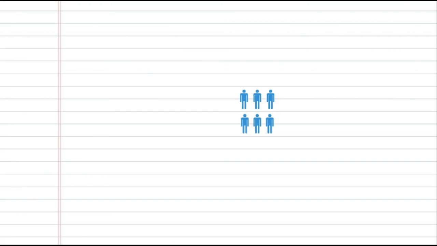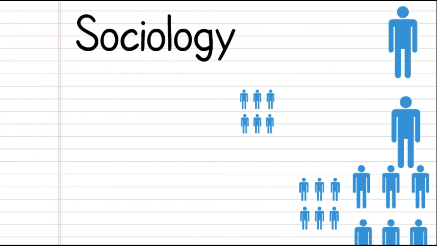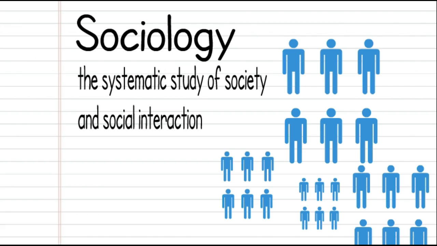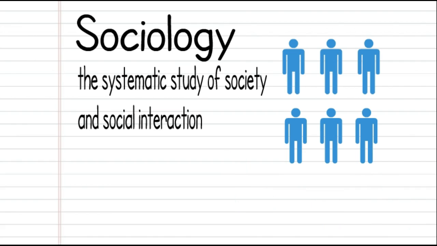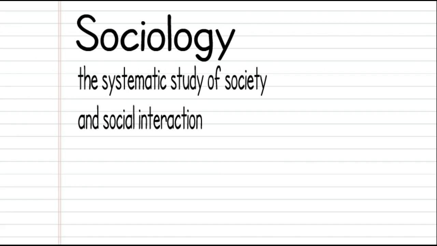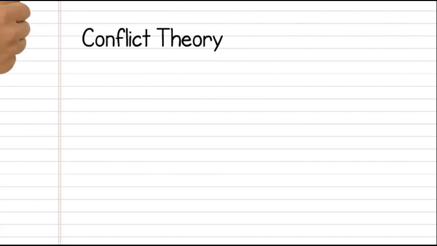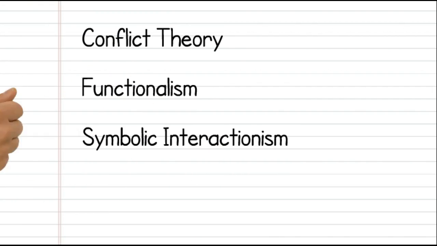Sociology is the systematic study of society and social interaction. During this term, you will learn what the study of society has produced to date in terms of knowledge about people, as well as how we get to that knowledge. In this unit, you will be introduced to the three core theoretical approaches your textbook utilizes to help you learn about society. These are conflict theory, functionalism, and symbolic interaction.